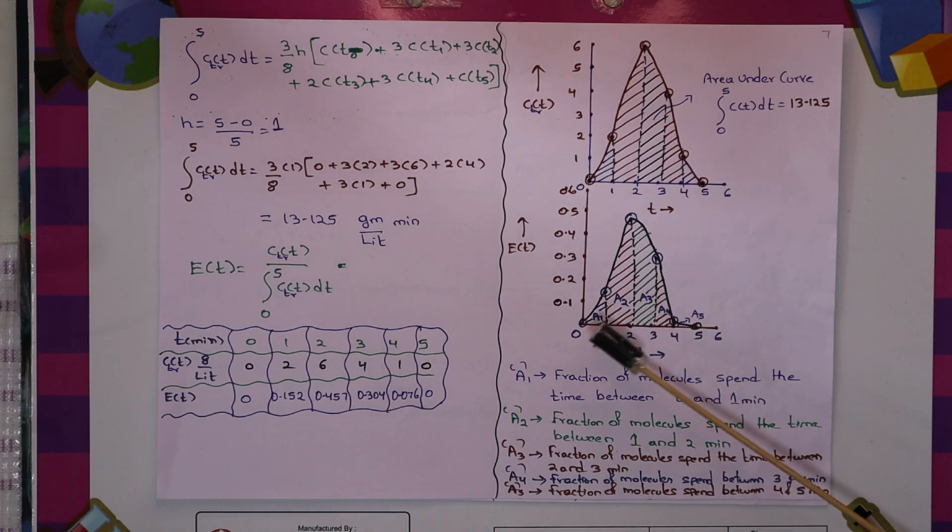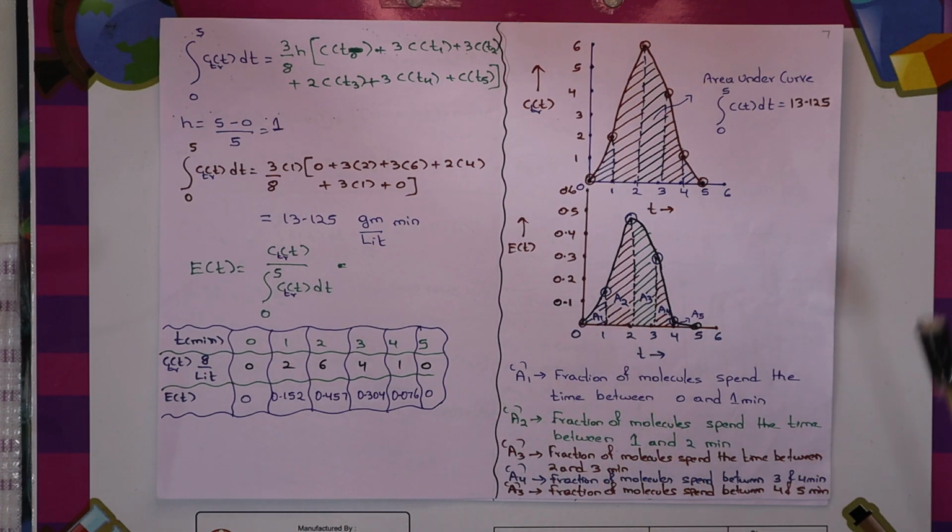What does A1 indicate? Out of the tracer molecules, A1 is the fraction of tracer molecules that is exiting between time 0 and 1. For example, if I pump a certain amount of molecules at the inlet, then at the exit, A1 means that among the injected molecules, the fraction A1 is exiting the reactor between 0 and 1.